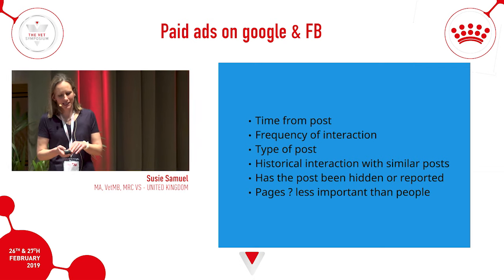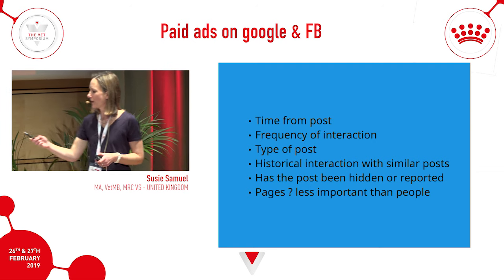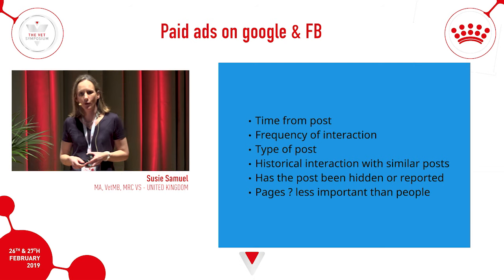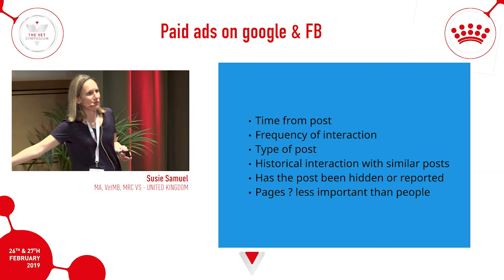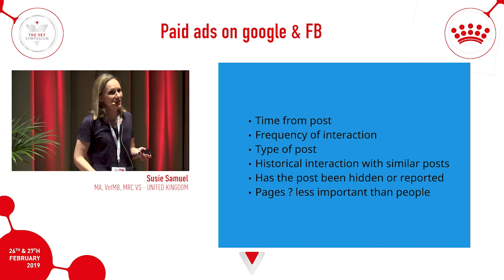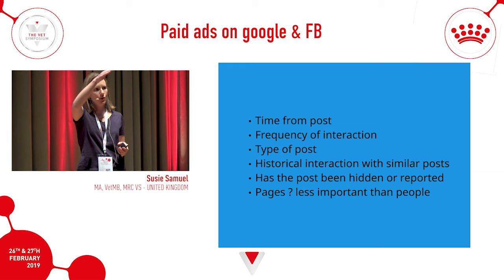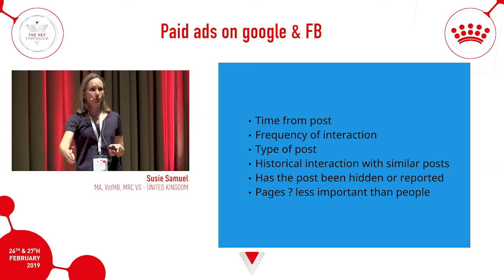And then the last factor is the really crucial one. This one here: pages are less important than people. Now, that happened in about 2013, that Facebook introduced that factor into their algorithm. And when they did it, we saw all of our vet practices' Facebook pages drop off. The reach dropped off literally in the space of a week on all of the pages that we ran.